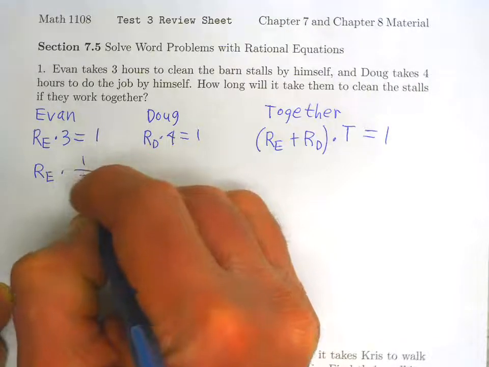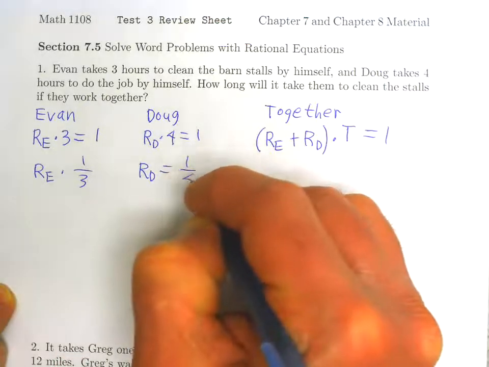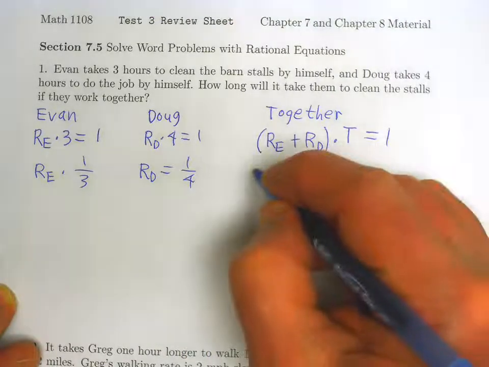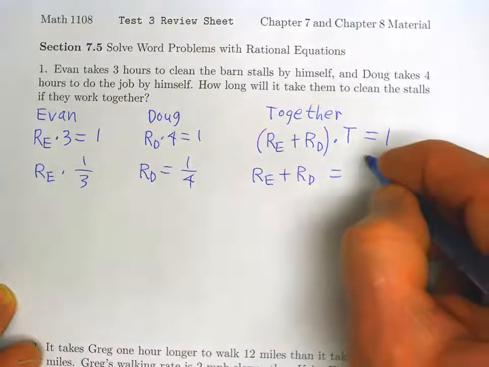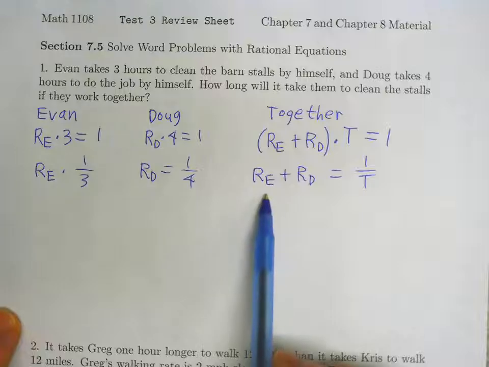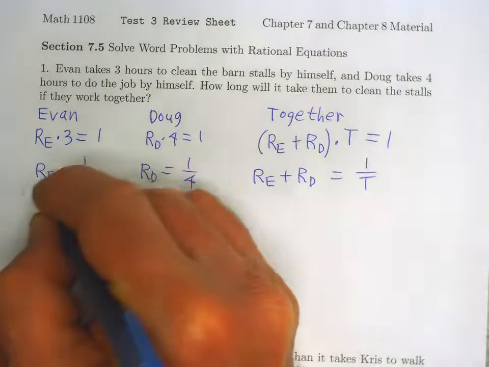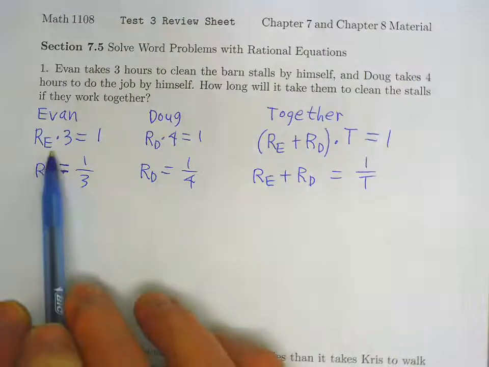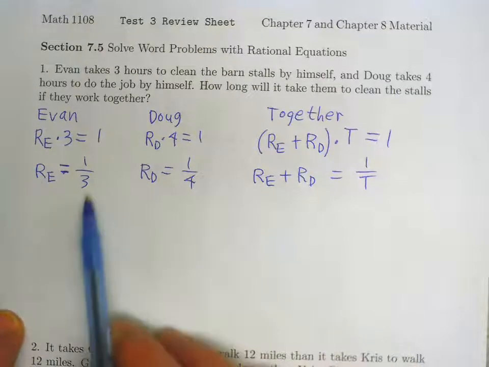Evan's rate is 1/3. He can do 1/3 of the job per hour. Doug's rate is 1/4, which means he can do 1/4 of the job per hour. And then solve this for Evan's rate plus Doug's rate. When they work together, the rate is represented by 1/t. Okay, then in the next step, we can replace Evan's rate with 1/3. I miswrote here. Evan's rate is equal to 1/3. We got that by dividing both sides of this equation by 3. Okay, so in this equation, replace Evan's rate with 1/3.